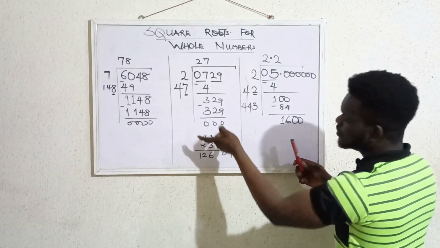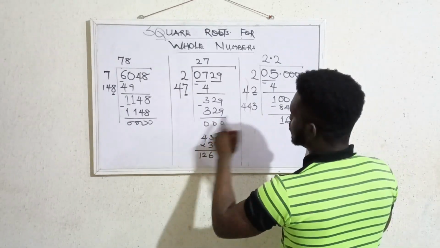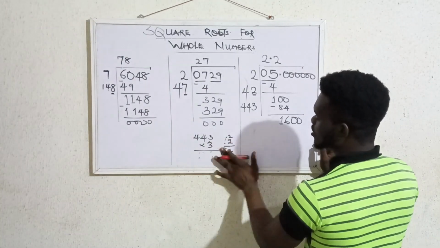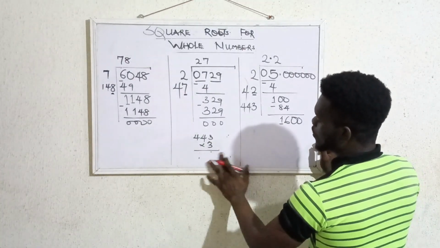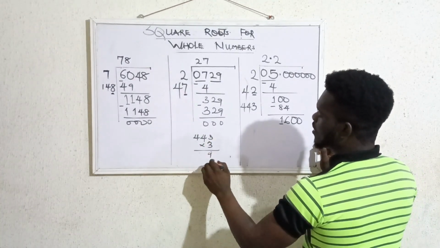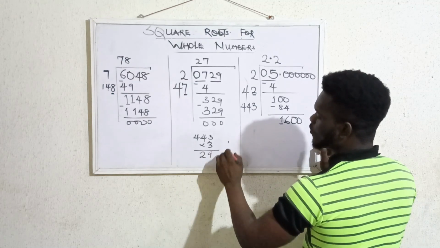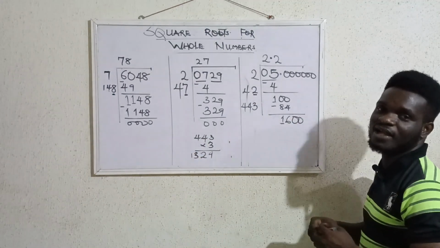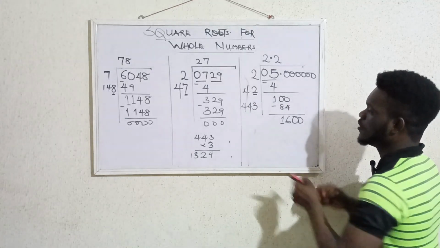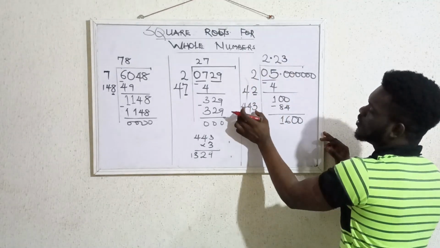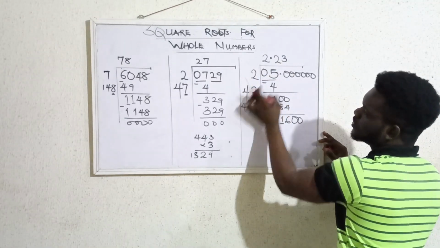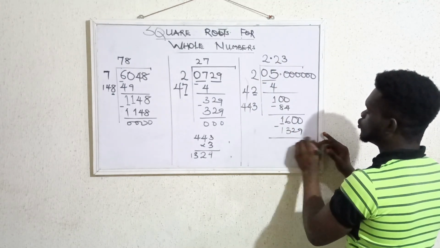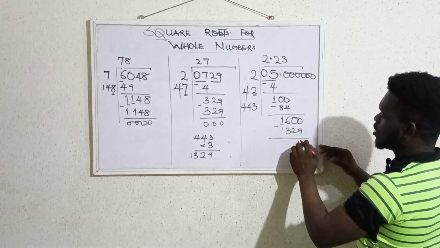So 443 times 3. Let's quickly do that here. We have 3 times 3, we have 9. 3 times 4, we have 12. Put down 2, carry 1. 3 times 4, 12 plus that 1, 13. You drop your 13. So we have a new number, 1329. So you put the number there. 443 times that 3, you have 1329. Subtract it, you have a new number.